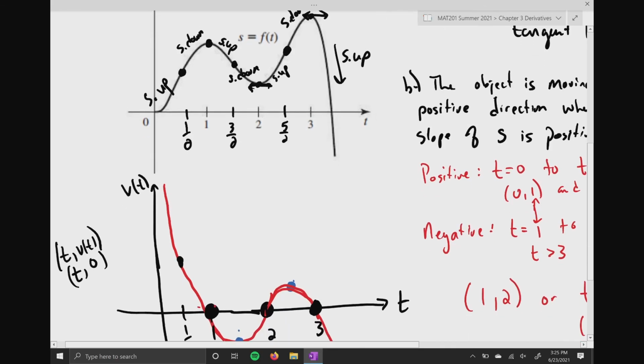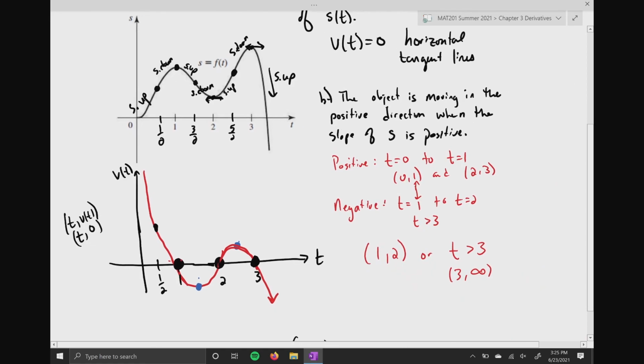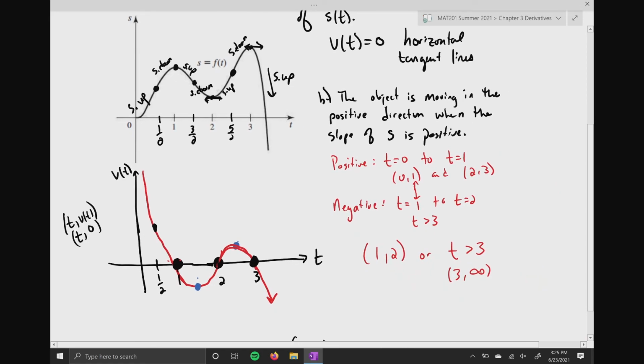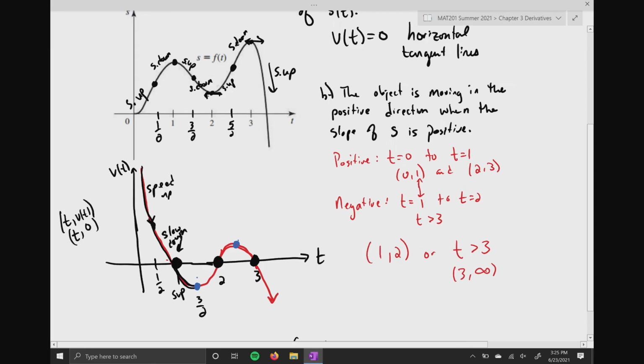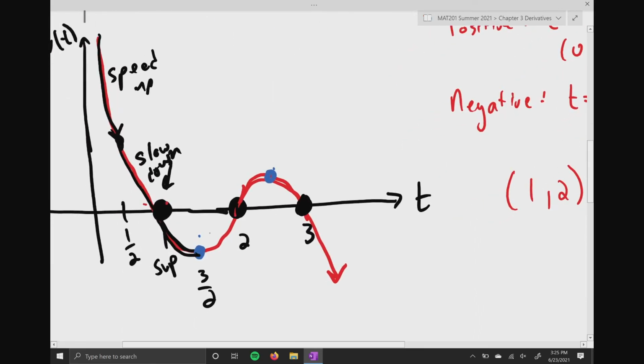So let's see what's happening on our velocity curve, and let's try to relate these two things. All right. Well, notice on the velocity curve, you're coming down, you're speeding up, but eventually you need to come back around. Right here, we know that we have a horizontal tangent. So right here, you're speeding up again. So we have speed up, and then we have slow down. Then from 1 to 3/2 here, we're speeding up. And then from 3/2 to 2, we were slowing down.